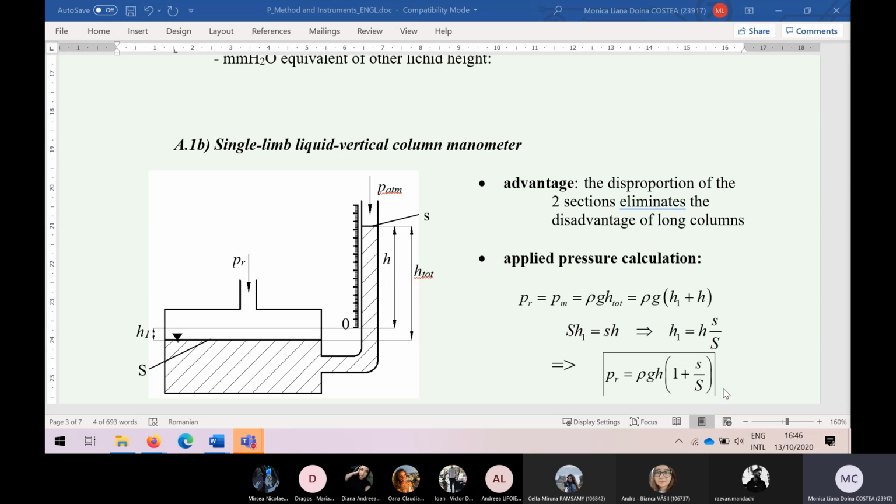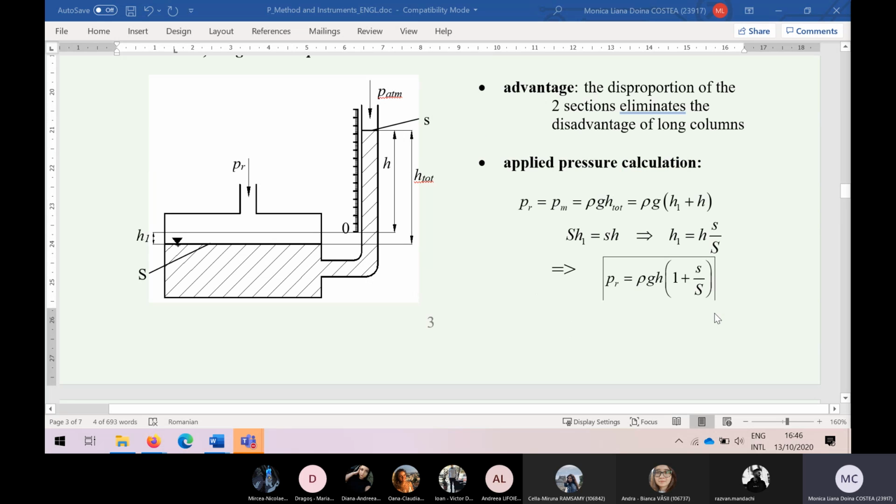And in this case, we have this expression. Now, the idea is that for such an apparatus, what is called the constant of the apparatus is everything except H. So in this case, it's density, gravitational acceleration, and the parenthesis that groups the constructive values of the cross-sectional areas.